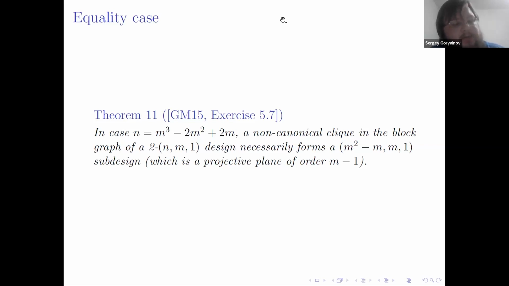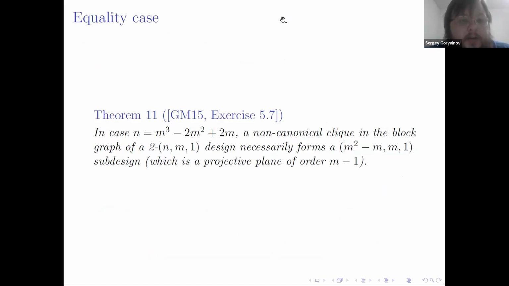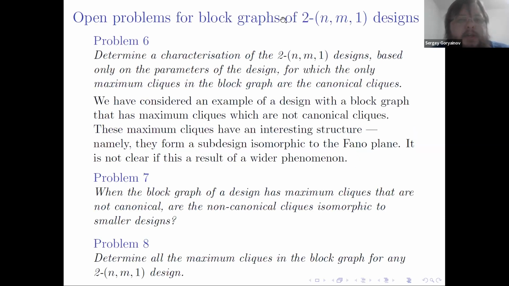We can say something about the equality case. Let me recall that in the equality case, the characterization may fail, but if we have equality, a non-canonical clique in the block graph of such a 2-(n,m,1) design necessarily forms a subdesign with parameters (m squared minus m, m, 1), which is a projective plane of order m minus 1.